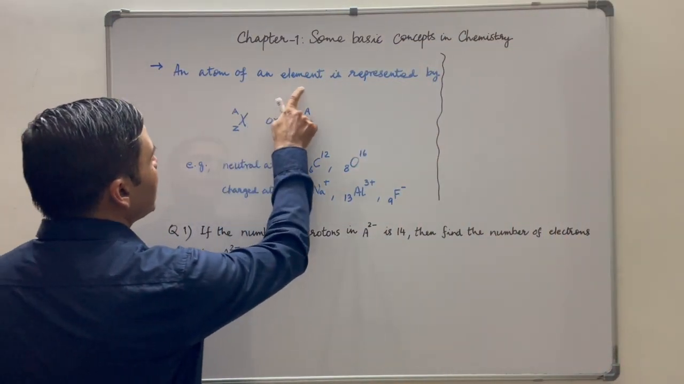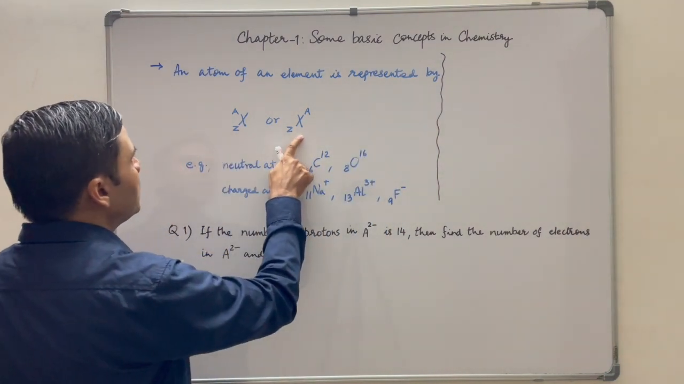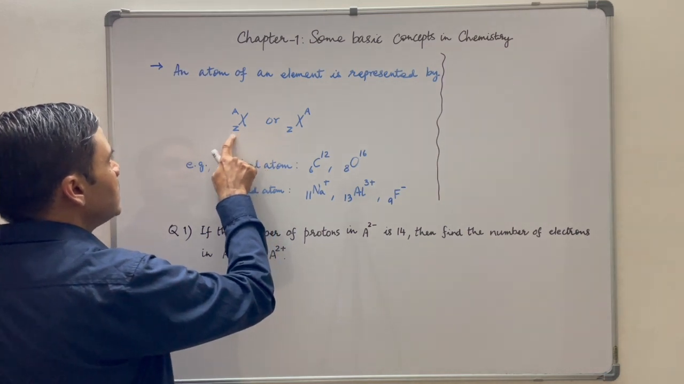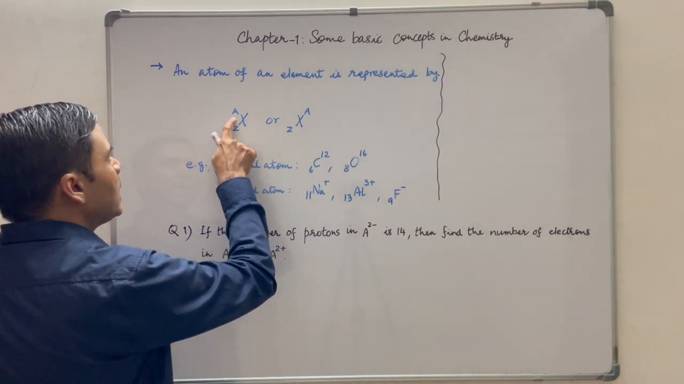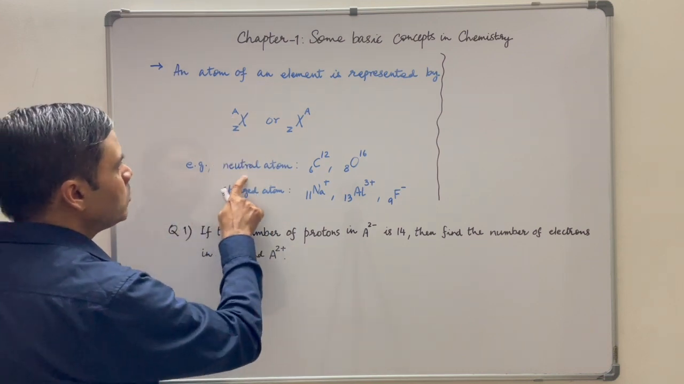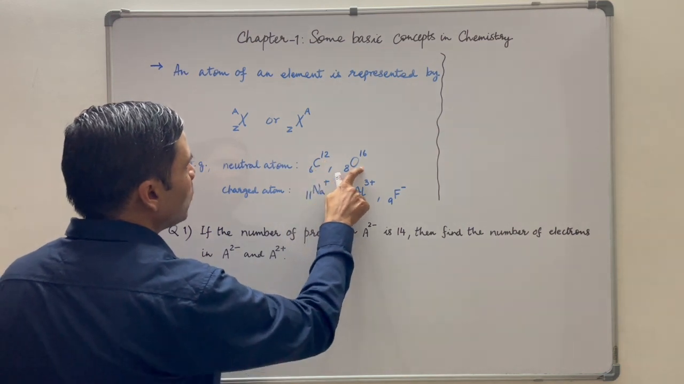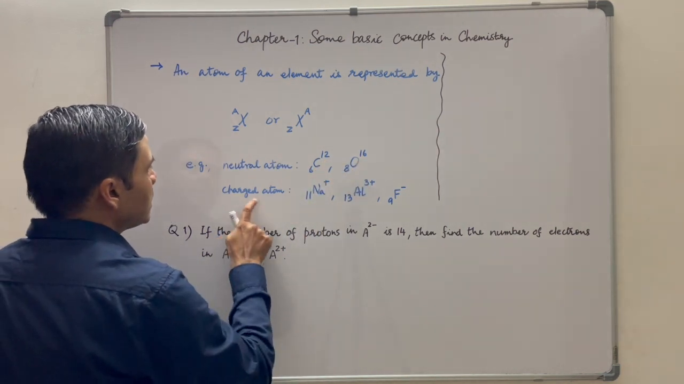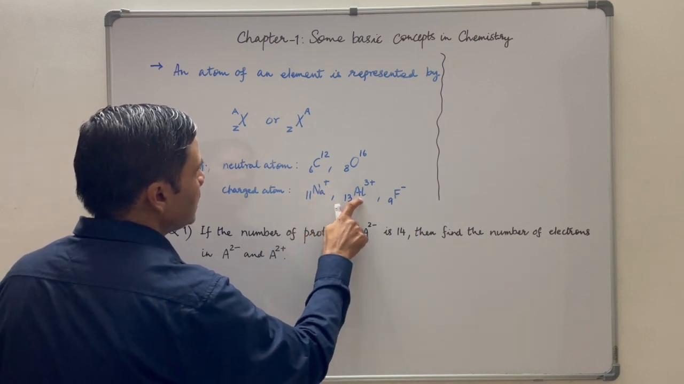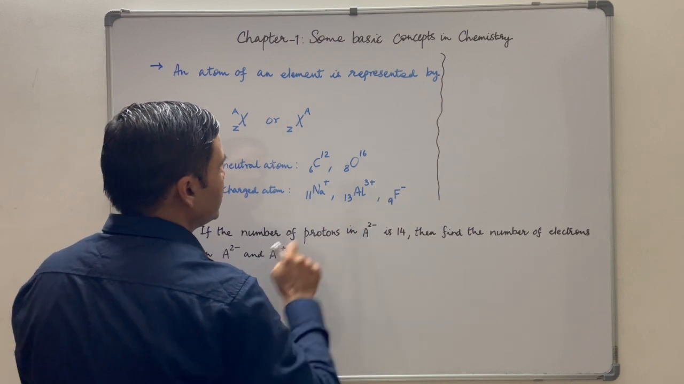An atom of an element is represented by either this way or this way, where X represents chemical symbol of the element, Z is its atomic number and A is its atomic mass. For example, neutral atom will be written like 6C12, 8O16. Charged atom will be written like 11Na plus, 13Al3 plus or plus plus plus, 9F minus.